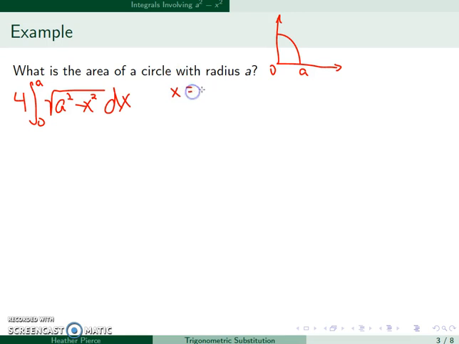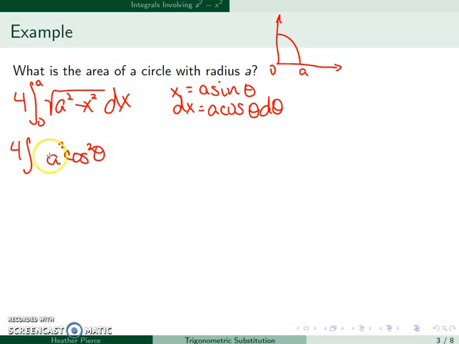So I'm going to let x be equal to a sine theta, which means dx is going to be equal to a cosine theta d theta. So this is 4 times the integral of, like I said in my last slide, the a squared minus x squared is going to become a squared cosine squared theta. And then dx is another a cosine theta d theta.